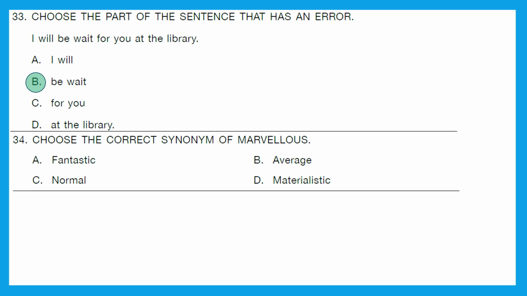Question 34. Choose the correct synonym of marvelous. Synonym means the word having the same or similar meaning. And what does marvelous mean? It means something that is wonderful or excellent in nature. And the right answer here is A, fantastic, because both mean the same.